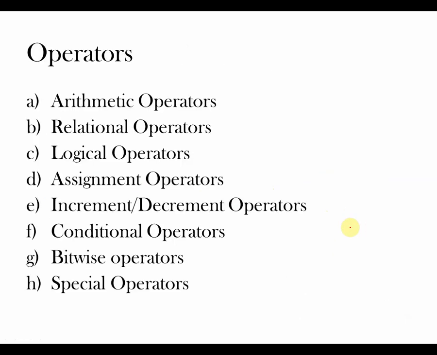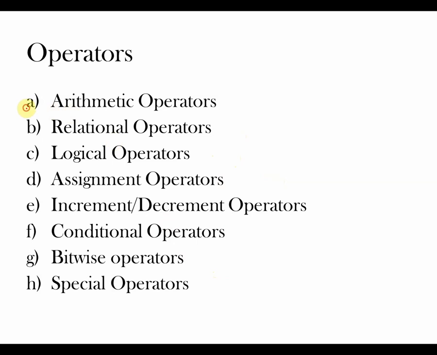So first of all, what is an operator? An operator is a symbol that tells the compiler to perform some specific mathematical or logical function. So operators are used in programs to manipulate data and variables. There are various types of operators. C has a very rich built-in set of operators. All these are listed over here in the slide.